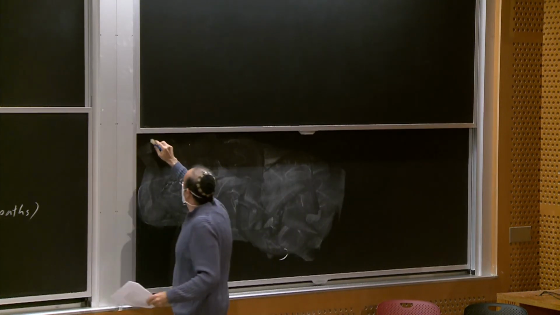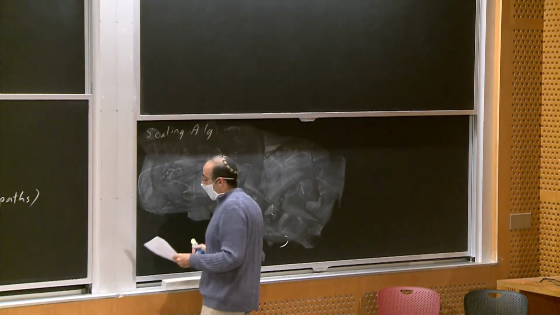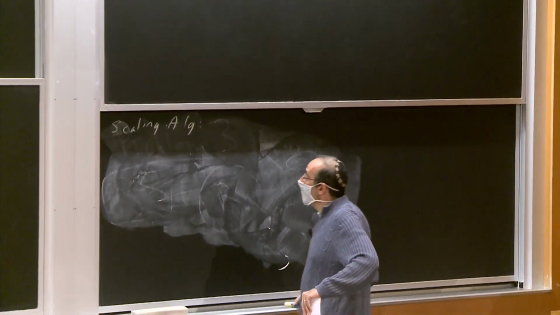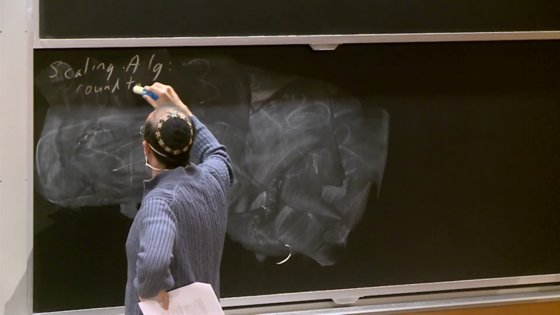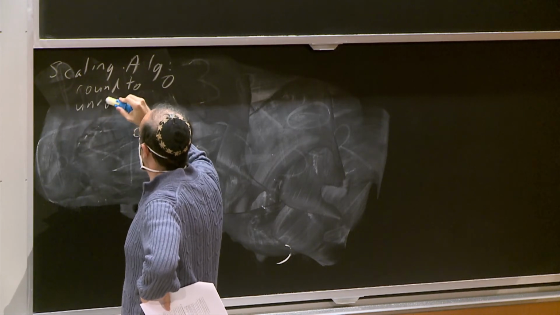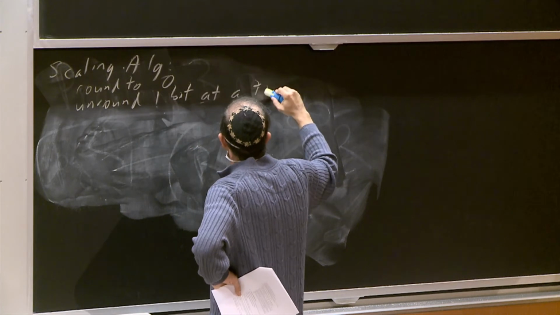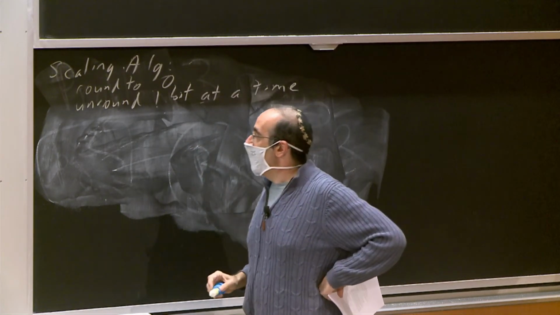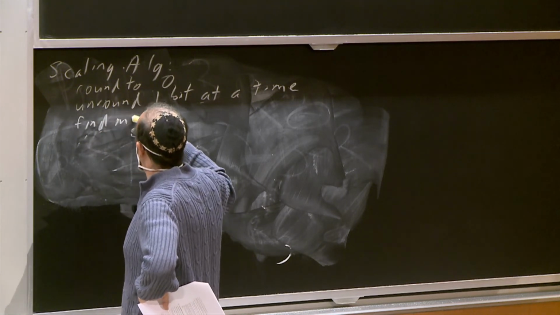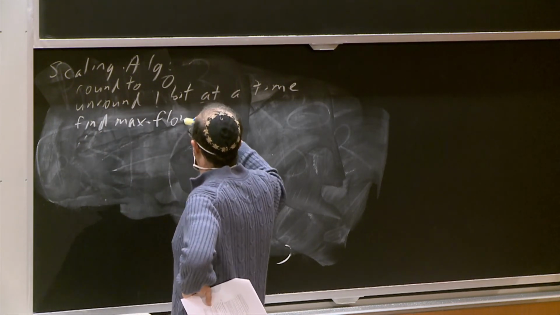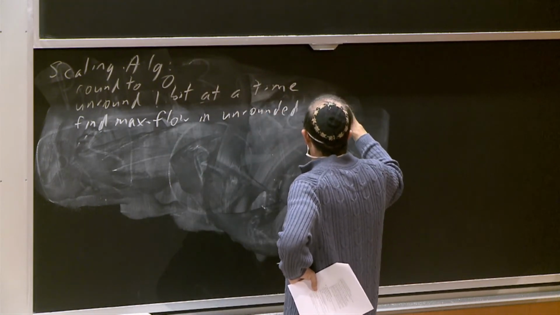So let's think about our scaling algorithm. We round to 0, and then we unround 1 bit at a time. And then when we unround a bit, we find a max flow in the unrounded residual graph.